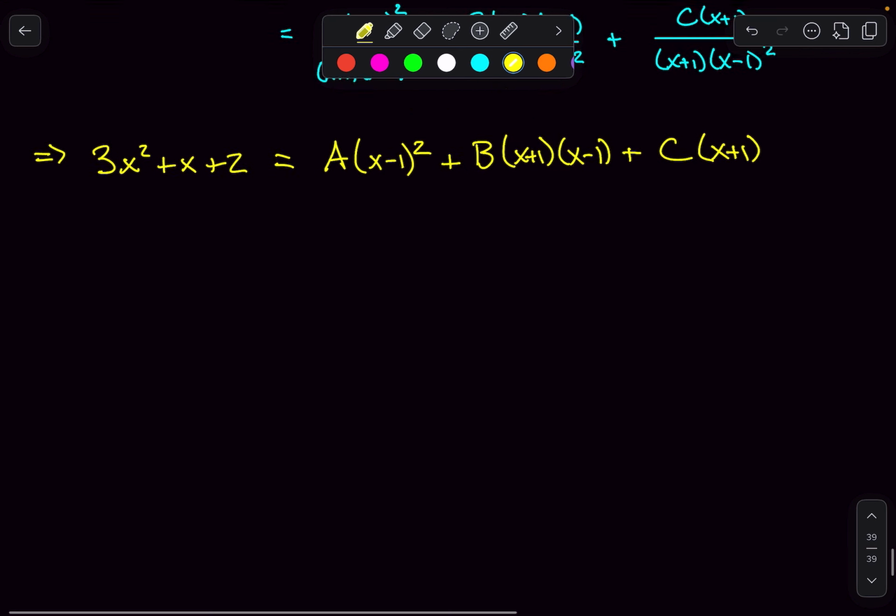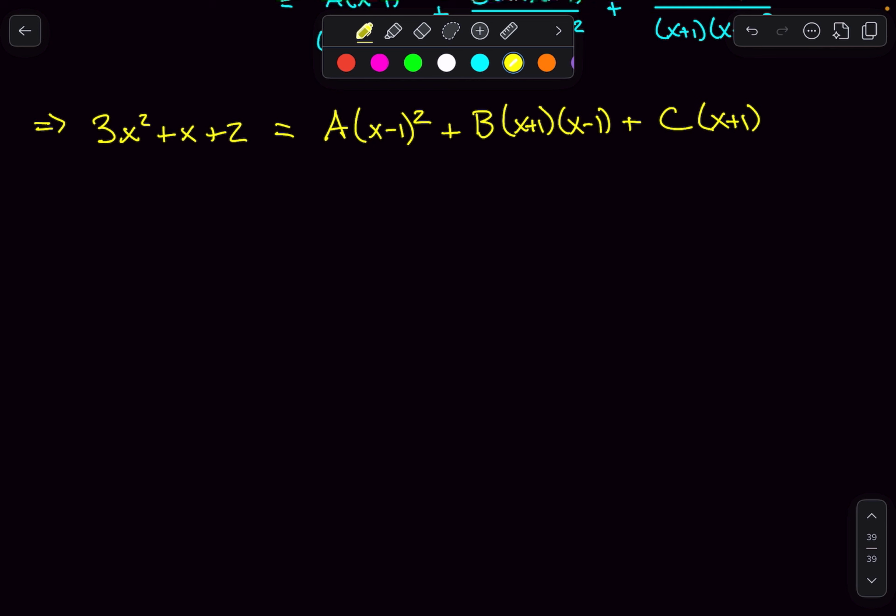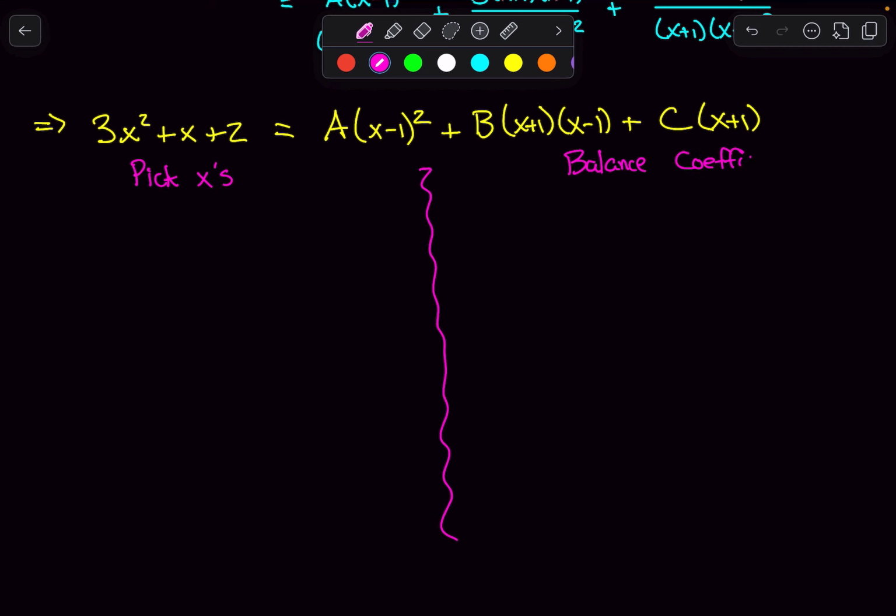And again, at this point, there are two different ways we could try and do this problem. So maybe I'll split it up over here, and I'll put pick x's over here, and I'll put the balanced coefficients method over here, okay? And sometimes we need to use both of them. That's why I'm kind of preparing to do both of them. Now this time, I'm just going to try to start with the balancing coefficients method.